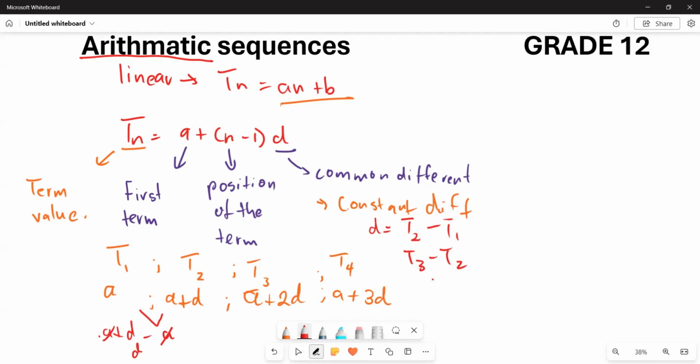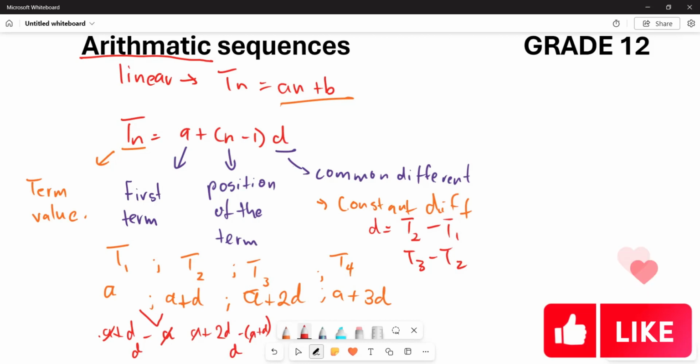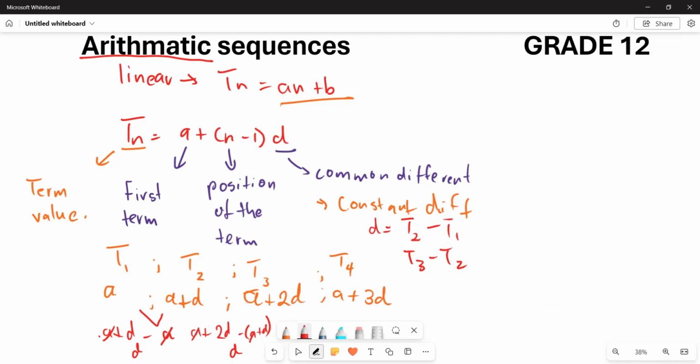Similarly, if you move from term 2 to term 3 and say A plus 2D subtract your A plus D, the A is going to cancel the A, the D is going to subtract from the 2D, and you are going to be left with D. So that is the difference that you are going to have in there. This is just the general understanding of what we regard as our arithmetic sequence.